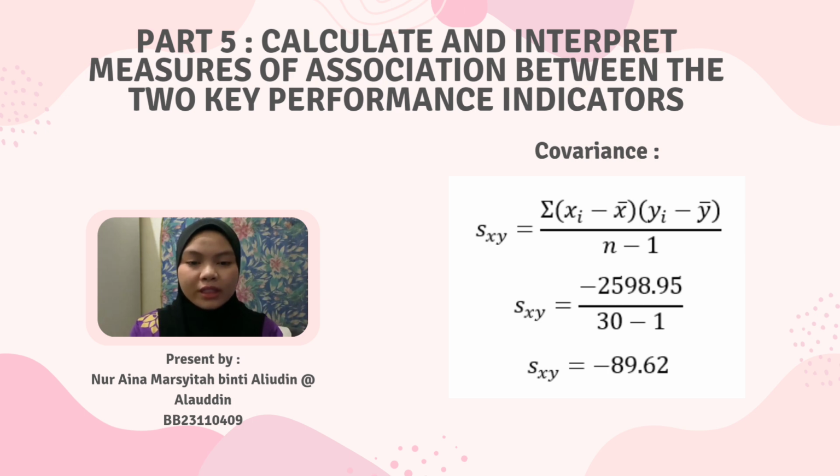I'm going to present part 5. First, covariance describes the direction of the linear relationship between two variables, x and y, where x is production cost and y is profit margin. To find covariance, you can use the formula shown in the slide. So, the covariance for the production cost and profit margin is negative 89.62.